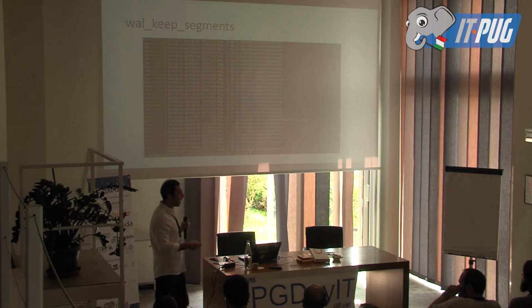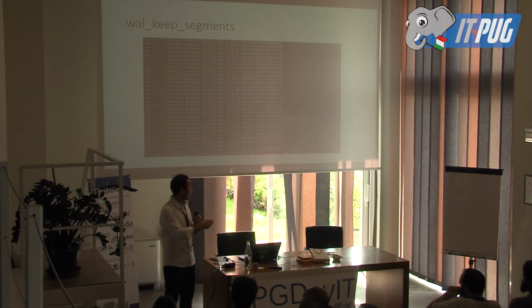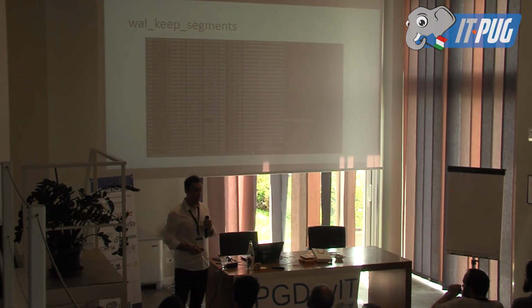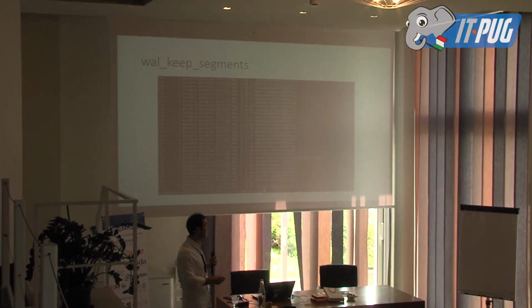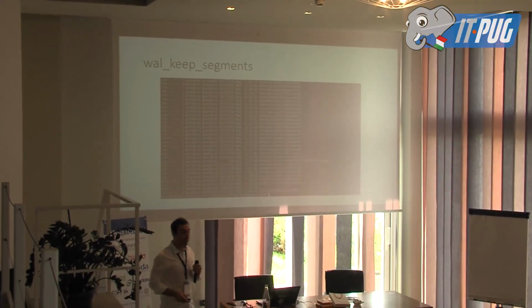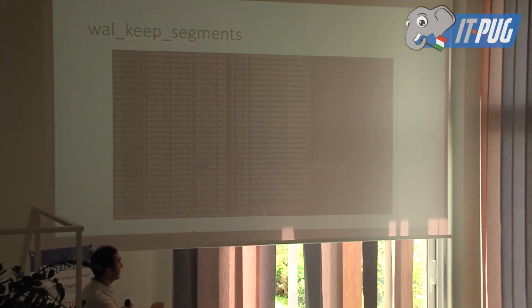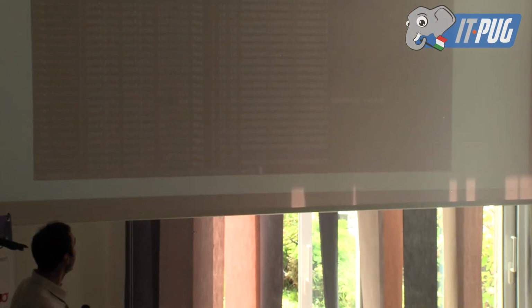It actually decides how many past log files are going to be in the pg_wal directory, okay? How many files are going to be in the pg_wal directory, it decides. For example, when you give wal_keep_segments 10, you're going to see 10 WAL files in that directory. If you give 20, you're going to see 20 files in that directory, okay?